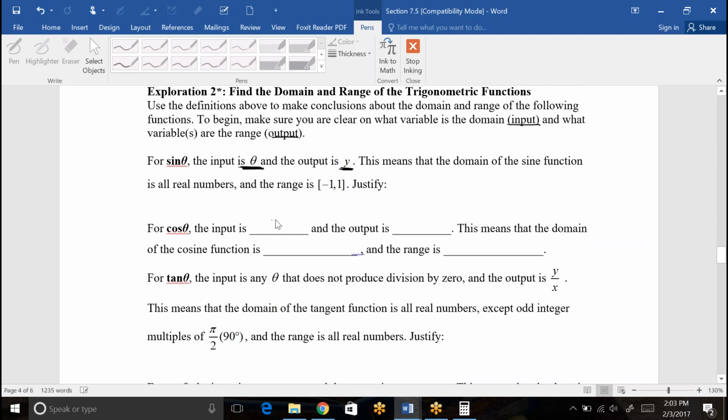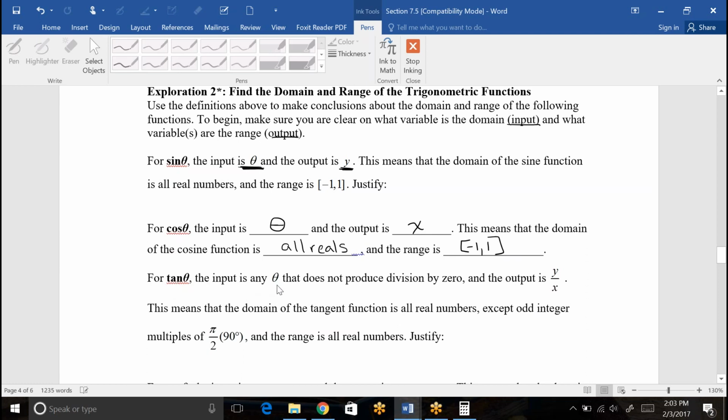So for cosine theta, the input is still theta, the output this time is x. The domain is still going to be all reals. You can plug in any number you want as an angle, because remember we said even real numbers can be considered there. The range is still the unit circle ratio information, so that would be -1 to 1.